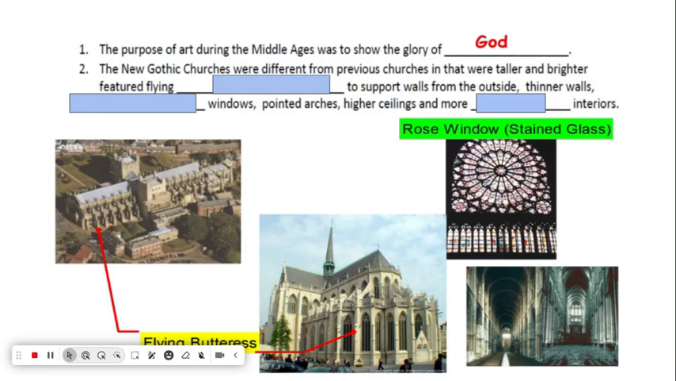And with new technologies that came out of times like the Crusades and perhaps better mathematical skills that were coming out of universities, these giant churches that were built during the end of the Middle Ages, beginning of the Renaissance, really start taking shape. The new Gothic churches, as they were called, because Gothic is the style of architecture that we're talking about here, were different than previous churches because they were taller, they were brighter. They featured this really weird thing called a flying buttress.